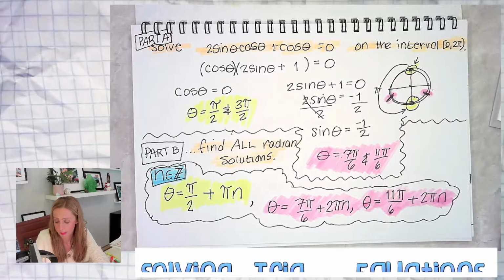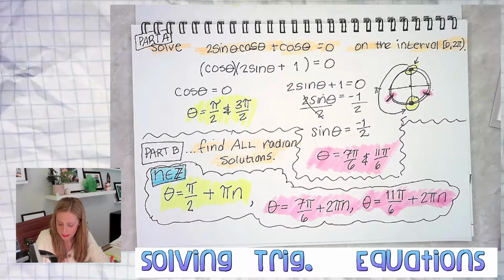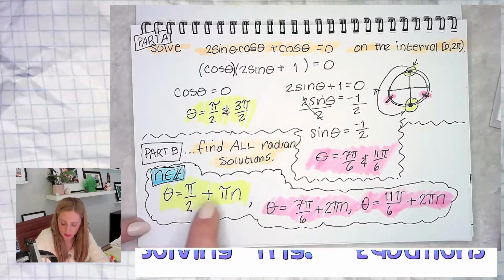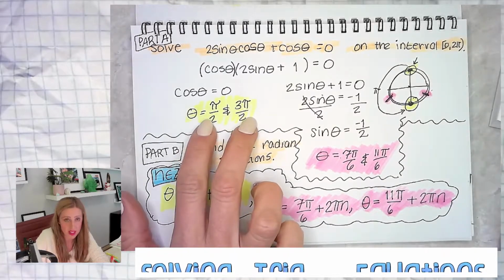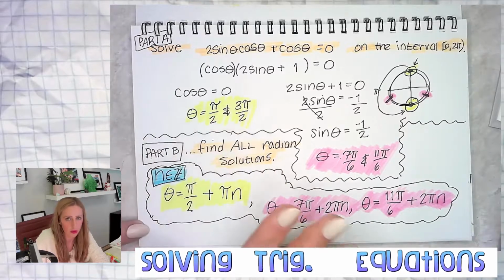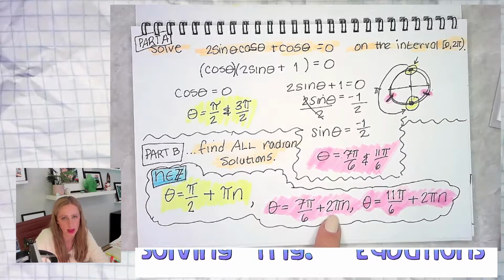And it doesn't matter if I put pi n or 2 pi n. If you put this one with pi n, that's fine. Or if you did them separately, 2 of them with 2 pi n, exactly, that's also fine. It's the same thing. But this one, we can't put pi.